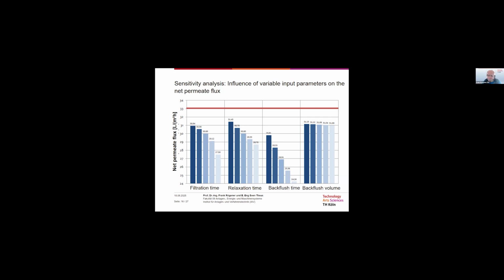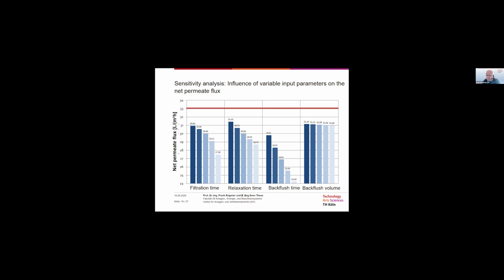Backflush time also has a significant influence. That means how often and how long the backflush will be, and how much permeate you will receive from the respective plant. So this is also a very decisive parameter.